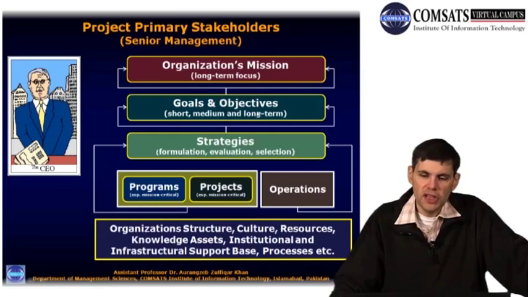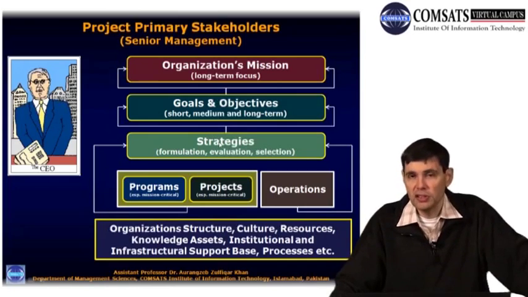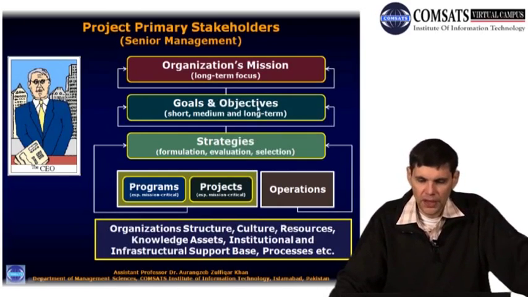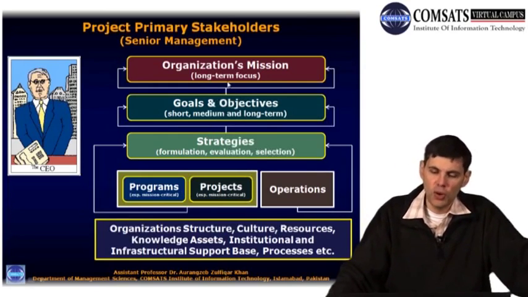In order to achieve these goals and objectives, you have to set strategies. You have to formulate strategies, you have to evaluate strategies, and then you have to select the most appropriate strategy which you think can achieve the goals and objectives in the best, most effective, most efficient possible manner. And in order to undertake these strategies, you've got programs, you've got projects, and of course you have the running operations of an organization.